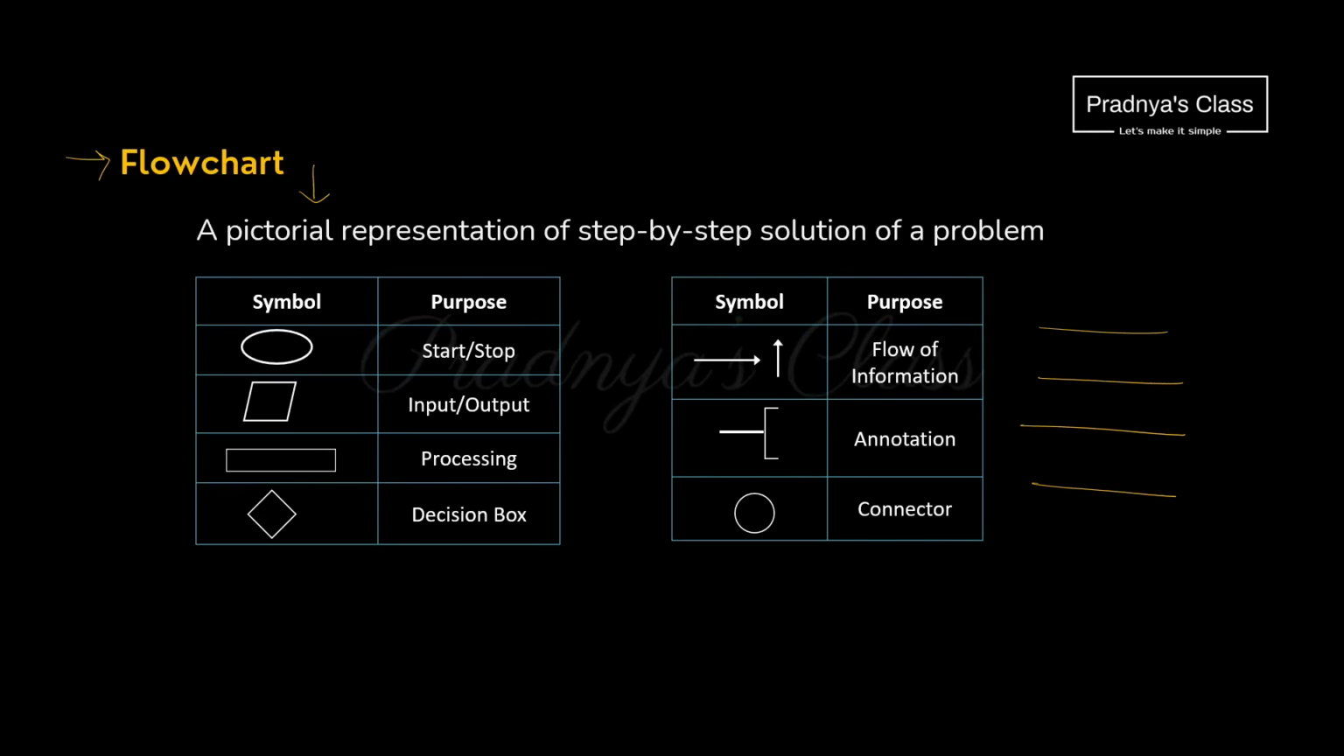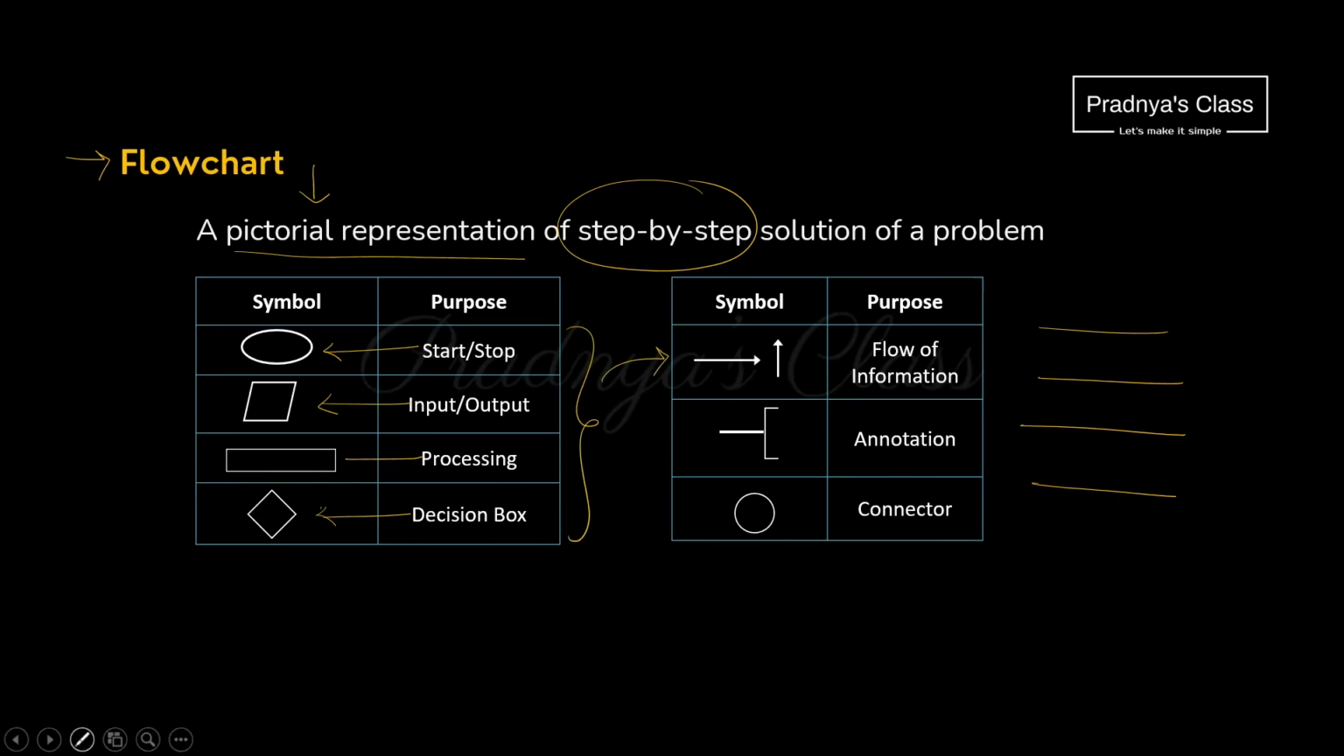So what is a flowchart? It is a pictorial representation of steps. We follow a certain format to write the algorithm, then we need some symbols to represent it, right? So for start and stop, we use an oval. For input and output, we use a parallelogram. For processing, a rectangle is used. For decision, we use a rhombus. To connect all these symbols and to represent the flow, we use arrows.